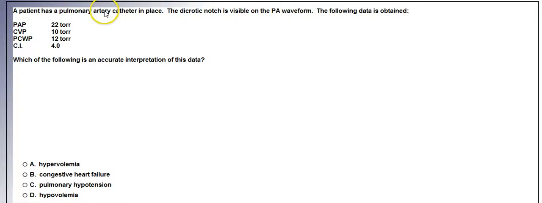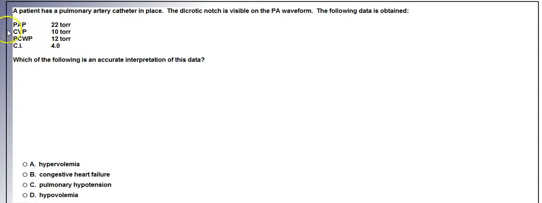Okay, a patient has a pulmonary artery catheter in place. The dicrotic notch is visible on the PA waveform. The following data is obtained. Like what I said, you gotta know your norms. So this one, 2 to 6, CVP is high. After the CVP, you want to do your PAP, which is the minimum is 14, but that one is way up there, so that is high. Then you're gonna do your PCWP, which is 12. The norm is 8. That is high. And then it went back to normal. So like what I said, from high to normal, from high to low, that's where the disease is at.